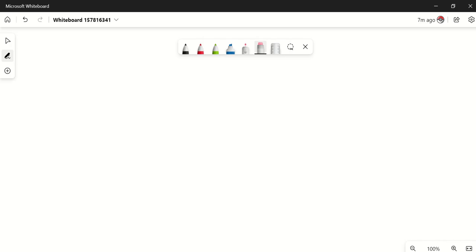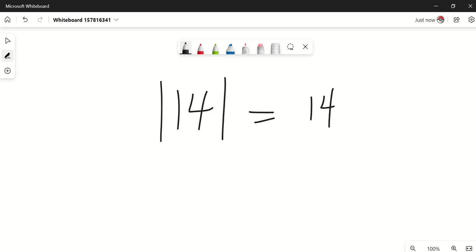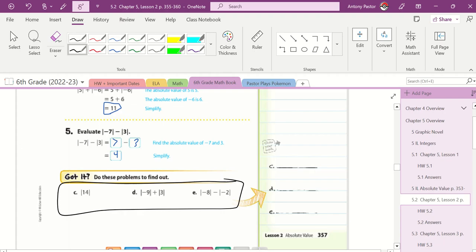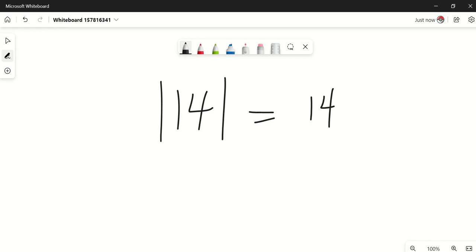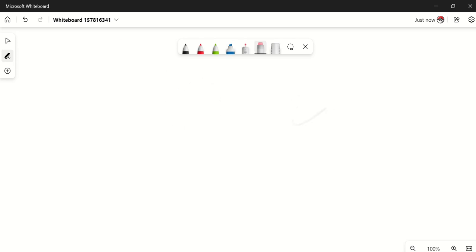We're going to do C, the absolute value of 14. The absolute value of 14 will equal 14. This is not opposite. This is absolute value. And remember, these little symbols here, these lines on the sides, indicate that this is absolute value. So for C, the answer is 14.